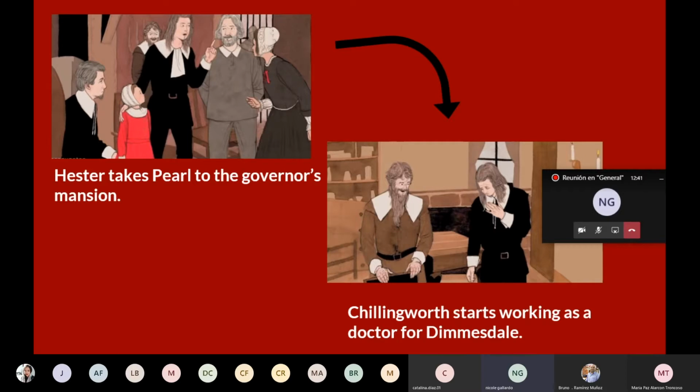Chillingworth realizes that Dimmesdale is Hester's lover, and probably he is the father of Pearl. In this slide, you can see an image where Pearl is with some of the fathers of this town, because some people say that Hester wasn't a good mother for Pearl, but the girl doesn't want to live with these people. And in the second one, you can see Dimmesdale as the head doctor of Dimmesdale.